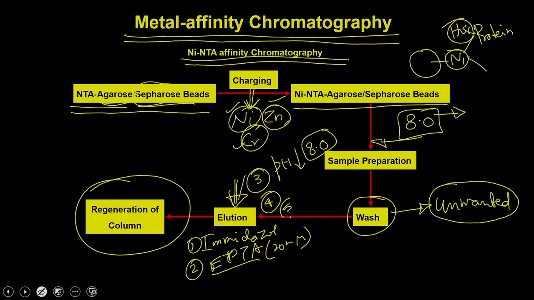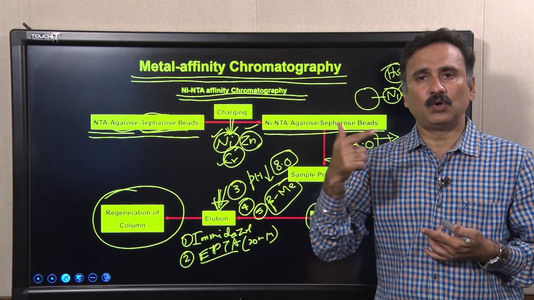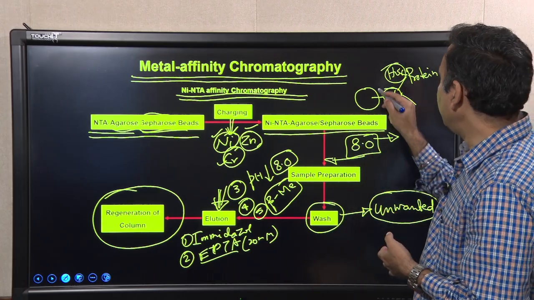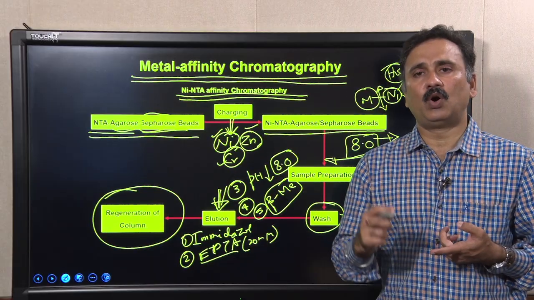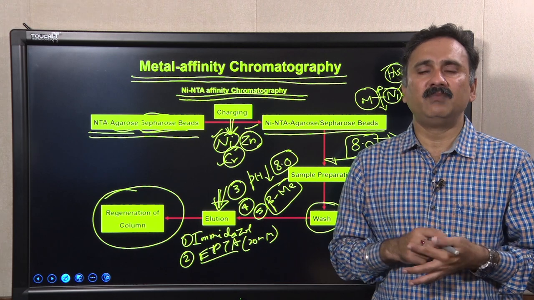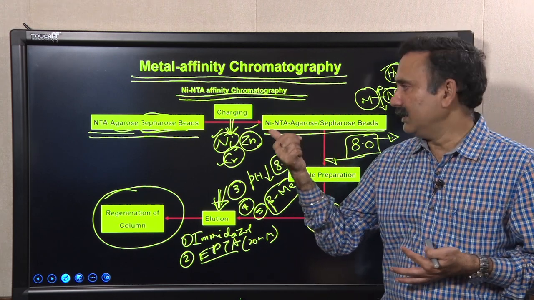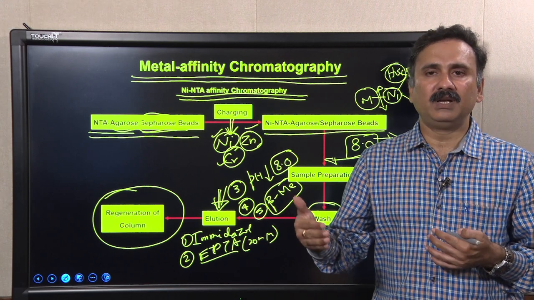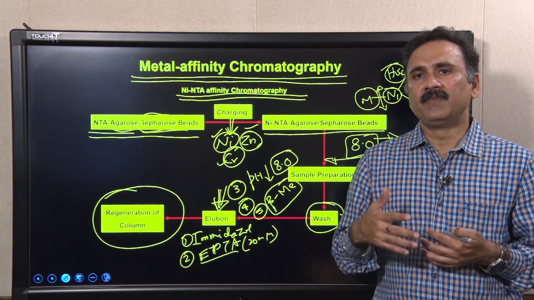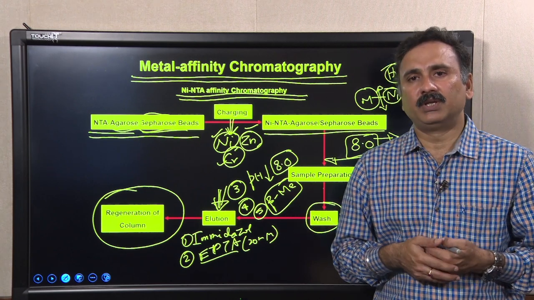Number 5, you can also use beta mercaptoethanol, or you can use DTT. If you use reducing agents, they are also going to interfere with the binding of the nickel to the matrix, and as a result it is also going to allow you to elute the protein from the column. The only thing you have to remember is that beta mercaptoethanol or DTT are very harsh treatments, so they may sometimes destroy the NTA beads and permanently damage the column. So in those cases you might have to regenerate the column very quickly, or you have to avoid utilizing beta mercaptoethanol.